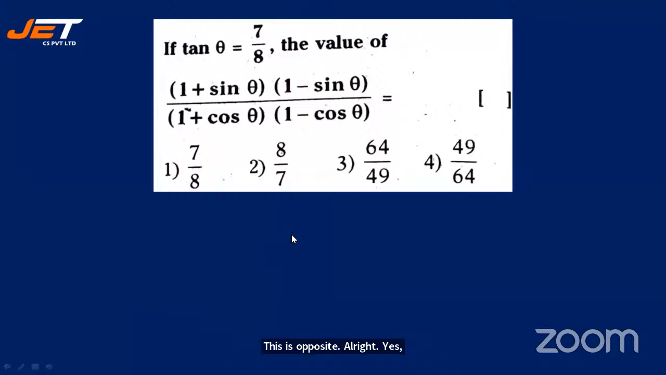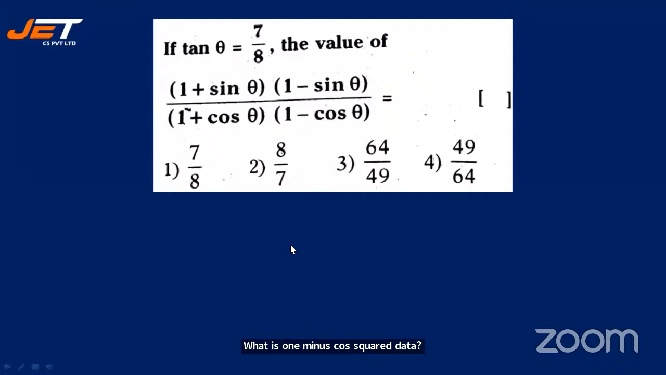If tan theta is 7 by 8, you have to give me the value of 1 plus sine theta into 1 minus sine theta by 1 plus cos theta into 1 minus cos theta. I can give you a clue. You can either use the Pythagoras theorem or simplify this. What is a plus b into a minus b? It is a square minus b square. So 1 square minus sine square theta is cos square theta. Similarly, 1 minus cos square theta is sine square theta.